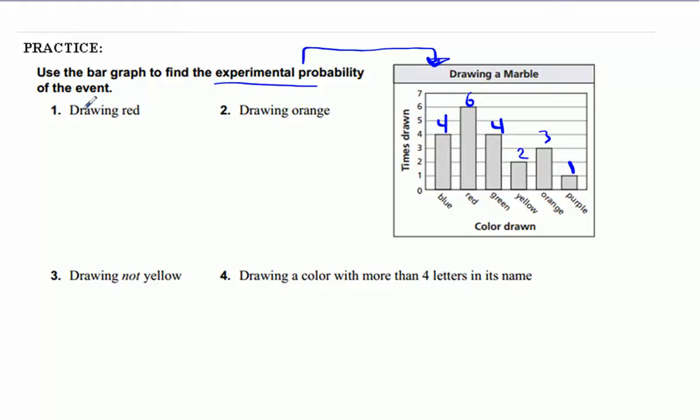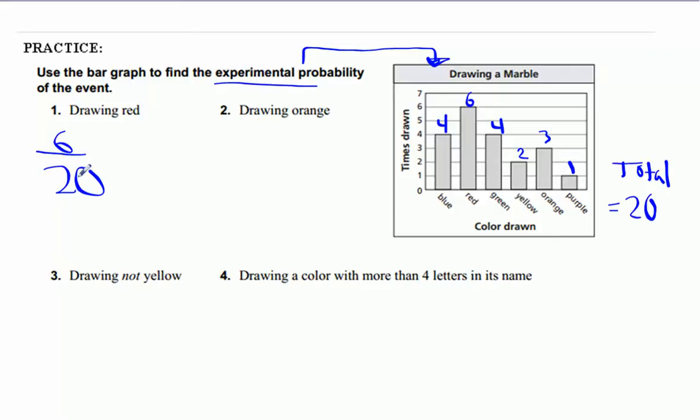All right, so drawing a red. So I see that there are 6 reds out of, oh, I forgot to do this part. 6 plus 4, plus 4, plus 2, plus 3, plus 1. You should have gotten a total of 20. So my fraction is 6 out of 20. You could reduce it. Your calculator will reduce it if you put it in there. You could make it into a fraction, into a decimal, into a percent. We're just going to leave it as fractions for today.